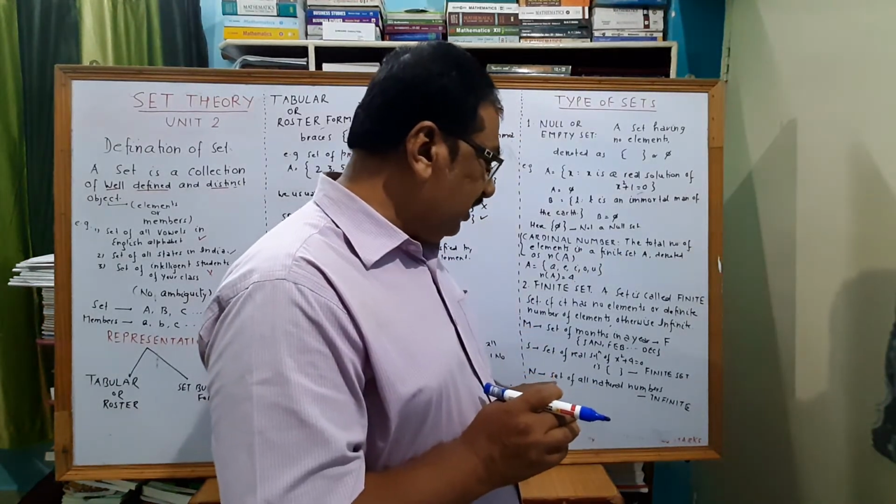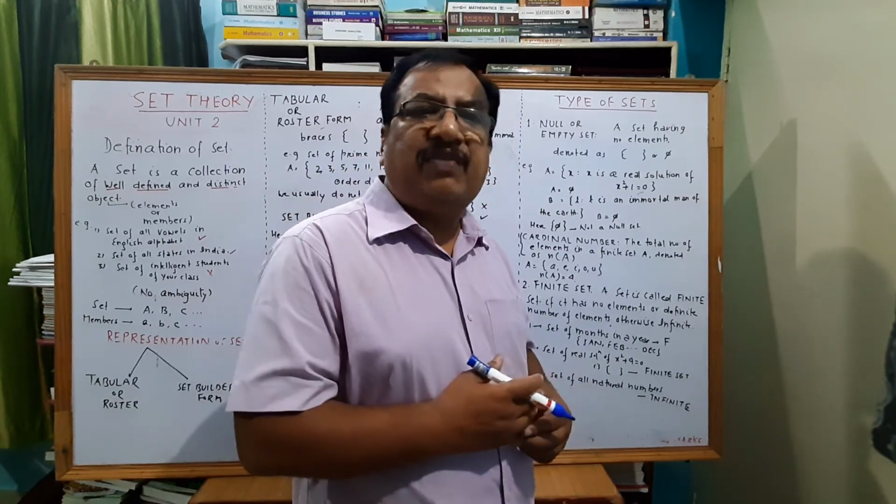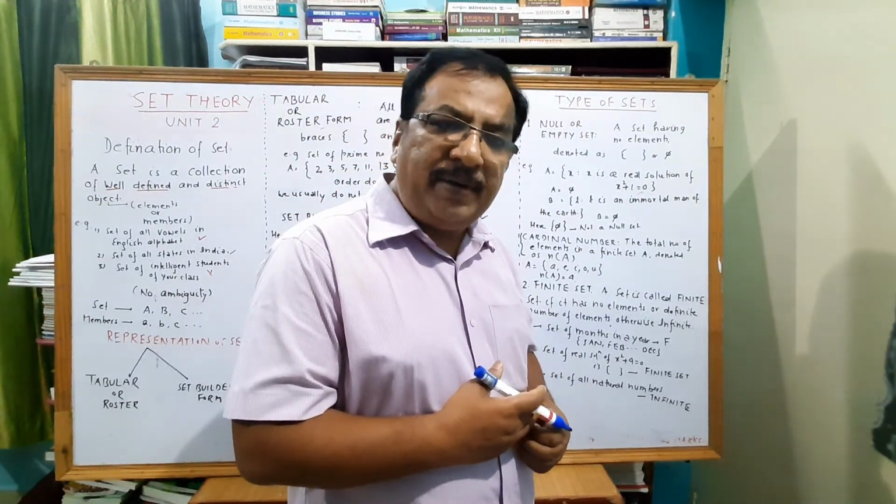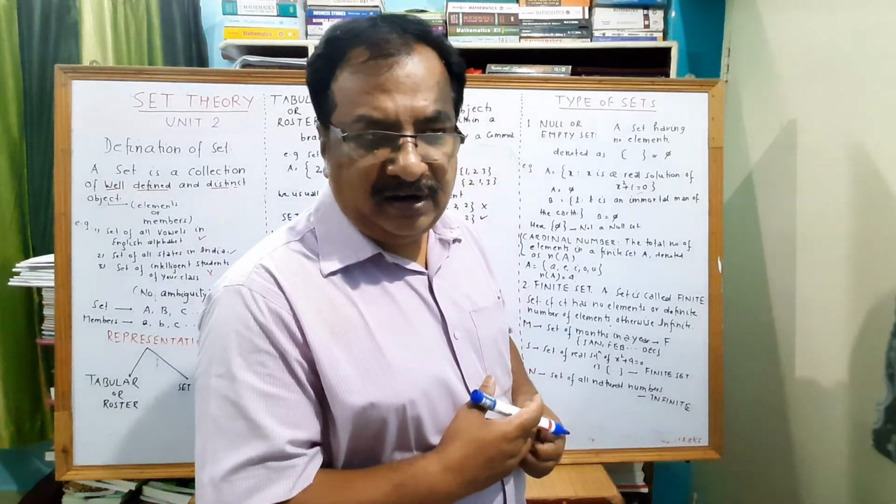And N is the set of all natural numbers. It is infinite because there always exists its successor. So it is infinite.